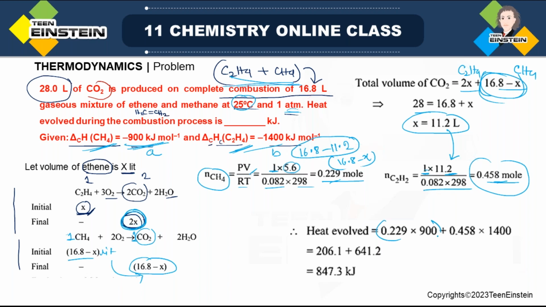So the minus sign, if you do not consider, it doesn't matter, because ultimately it is asking the heat evolved. So simply from these two, the numerical value that you are getting, it depends on the format of the question. If a negative sign is given here, you will put only the positive. But heat evolved during the reaction, already it is saying evolved, so minus sign is not used here. 847.3 kilojoule. That is the total amount of heat evolved.